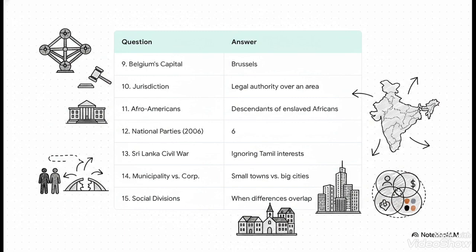The main cause of the civil war in Sri Lanka was the Sinhalese majority government basically ignoring the needs of the Tamil minority. What's the difference between a municipality and a corporation? Well, it's all about size. Municipalities are for smaller towns, and corporations are for the big cities. And finally, social divisions get really serious when different social issues, like race and poverty, start to overlap.